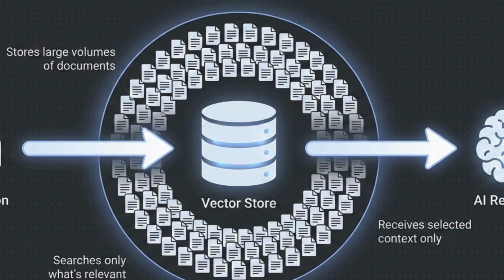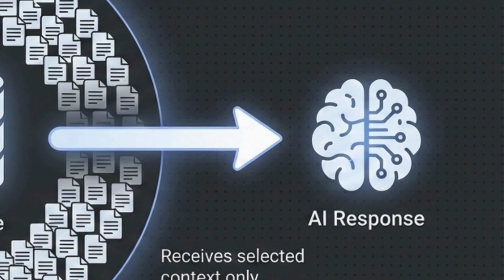It can hold hundreds or even thousands of documents, things like policies, manuals, or internal guides. The important part is that the AI does not receive all of this data at once. Instead, when a question comes in, the vector store searches through the entire knowledge base and selects only the pieces that are relevant to the specific question. Those selected pieces are then sent to the AI, and only then does the AI generate a response.